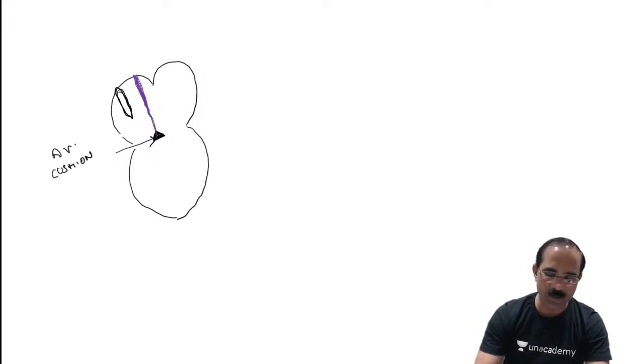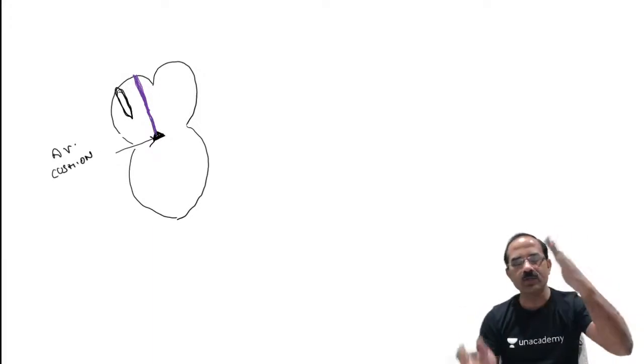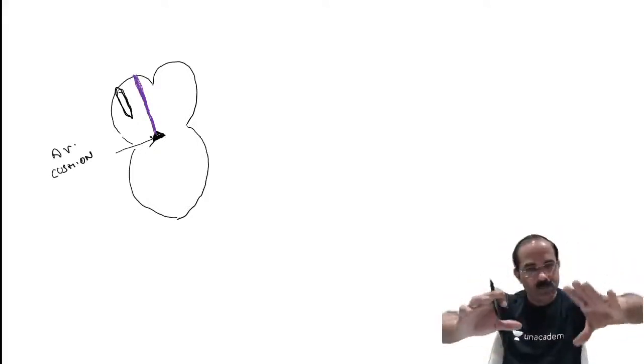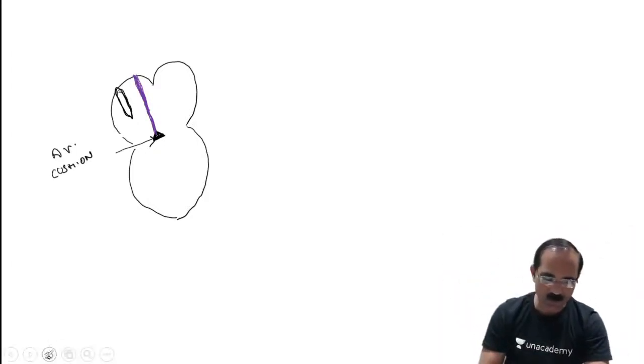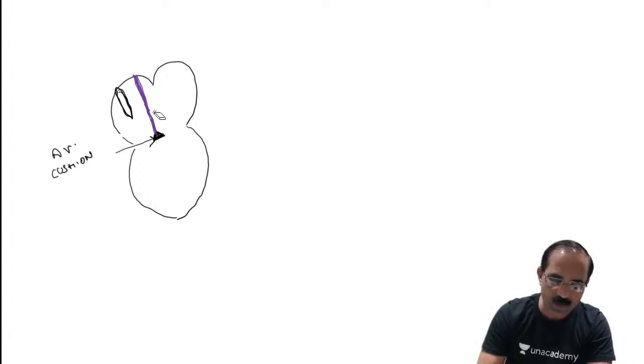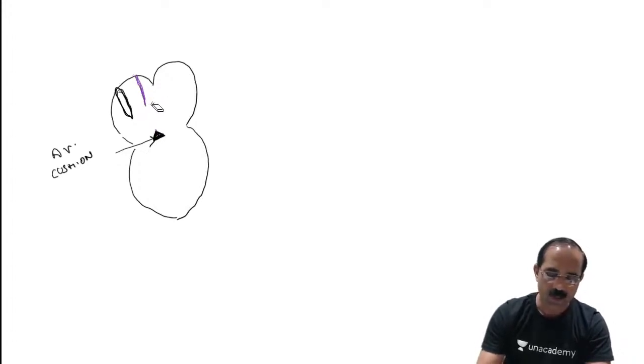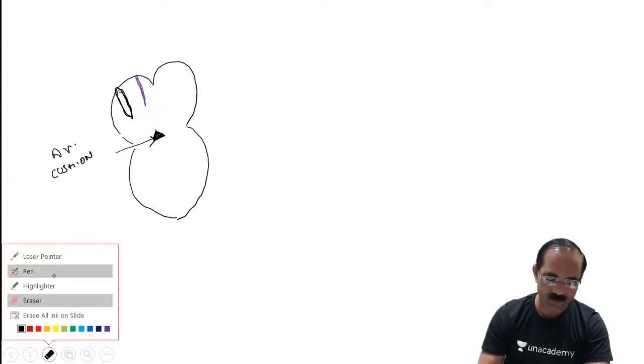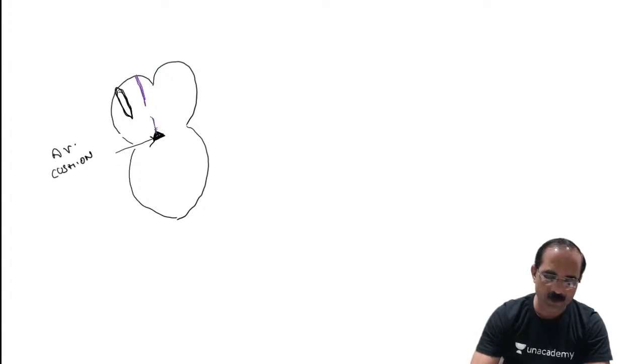Now septum primum comes and fuses with this AV cushion. It fuses, and the moment it fuses, it breaks off in between. Sorry, it breaks off in between. The moment it fuses, it breaks off in between. I'll draw it like this.